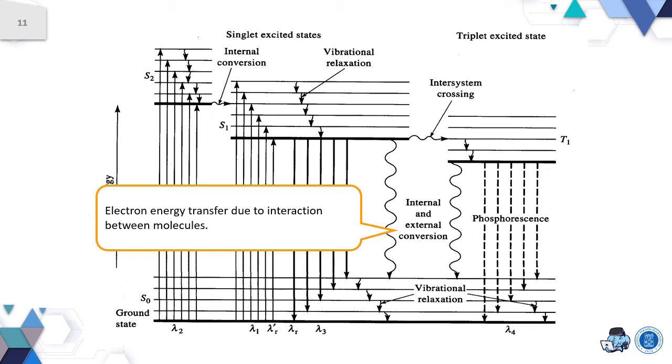And then next, the external conversion. External conversion happens because of electron energy transfer due to interaction between molecules. It will go from the lowest vibrational energy level of the excited state to the ground state, like this, to the highest vibrational level of the ground state.